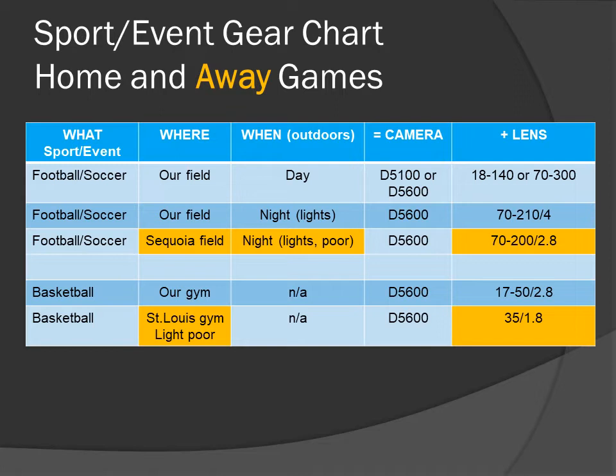Same thing with basketball. The second line for basketball, it's St. Louis Gym, light poor. Under the lens, 35 1.8. It's a faster lens than your 17 to 50 2.8.